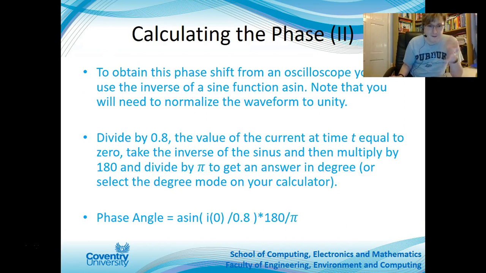Already covered that. So if you wanted to use that method, you could find it from an oscilloscope. You could also take phase shift from an oscilloscope by using the inverse of the sine function, arcsine. But note that you would have to normalize the waveform to unity first. So basically, this is what I've been saying.